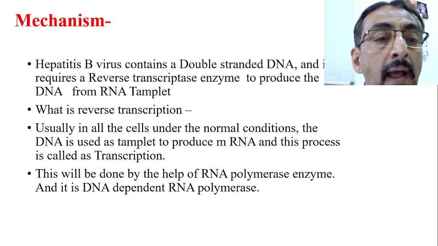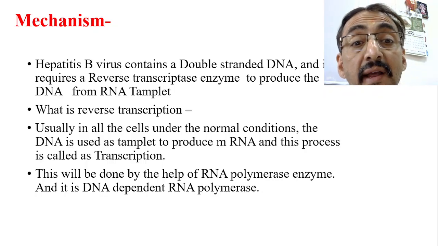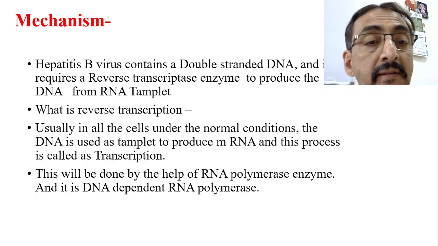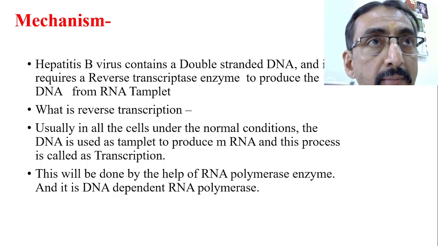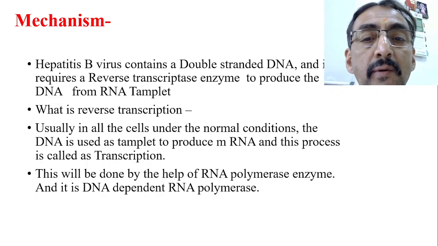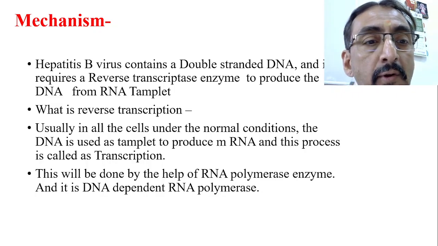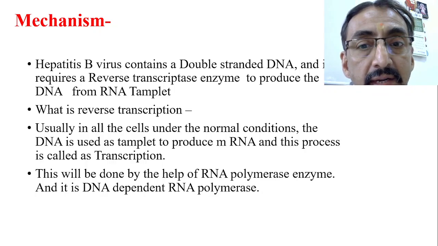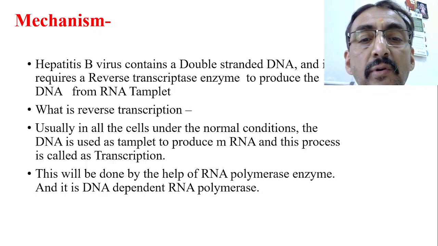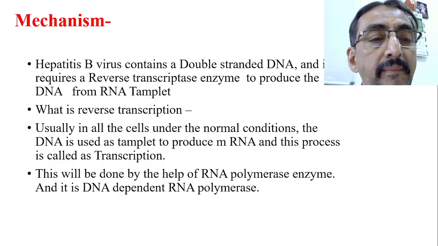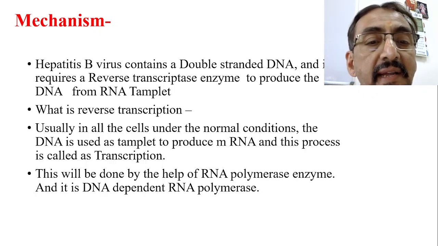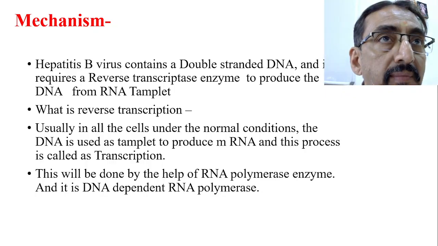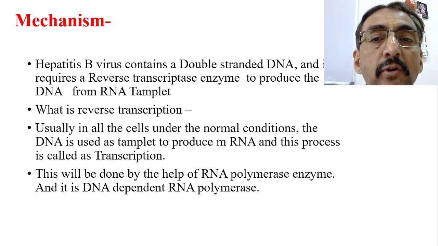That means DNA is used as a template to produce an mRNA. This is done with the help of the RNA polymerase enzyme. In the normal body cells, the production of this mRNA from the DNA template is done by an enzyme called RNA polymerase enzyme, and that particular enzyme is called DNA dependent RNA polymerase enzyme.